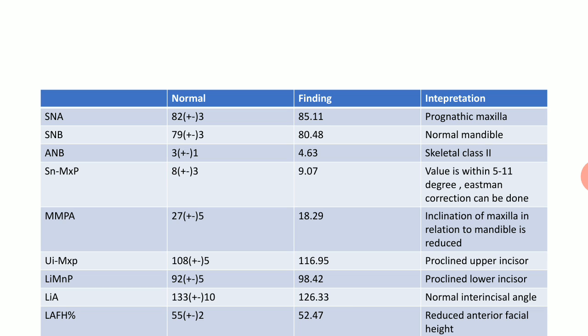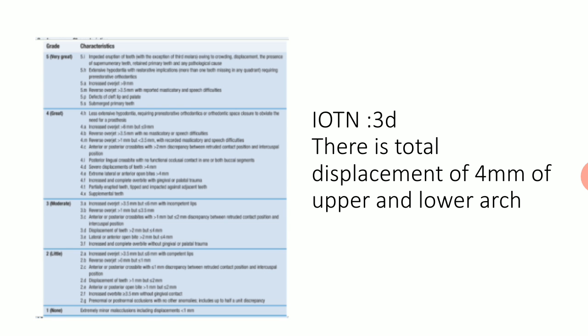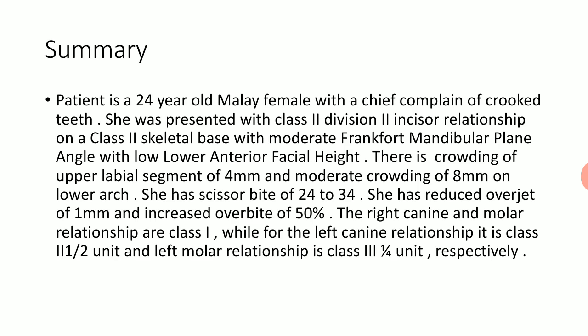MMPA is reduced, which shows the inclination of the maxilla in relation to the mandible is reduced. UI-MXP is increased, and LI-MNP is also increased. LIA is within the normal range, which shows normal interincisor angle, and lower anterior facial height percentage is reduced, which shows reduced anterior facial height. So the IOTN is 3D. There is total displacement of 4 mm of upper and lower arch.